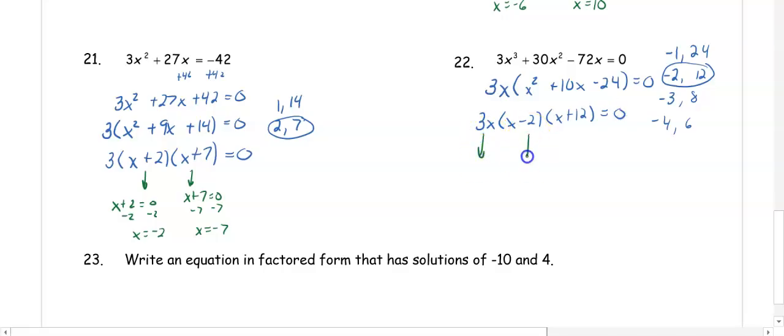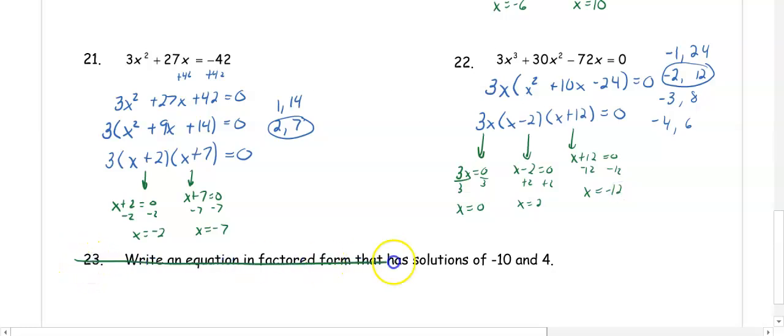There are 3 x's here, so we're going to have 3 solutions. So 3x equals 0, and we divide by 3, x is 0. X minus 2 equals 0, so we add 2, x is 2. And x plus 12 equals 0, subtract 12, x is negative 12. And then we are going to skip number 23 as well.